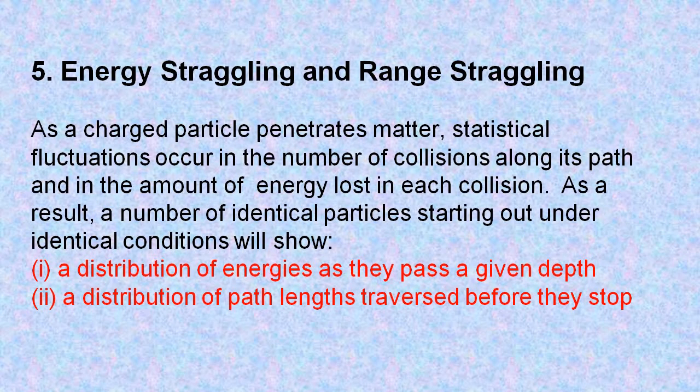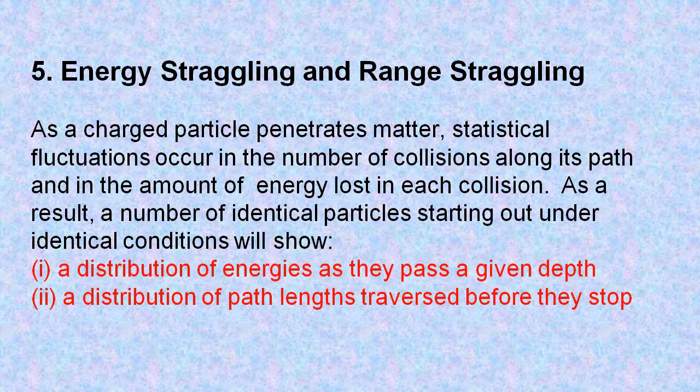And now we have mentioned the term straggling, and there are two types of straggling. Straggling means a variation in a particular quantity. Energy straggling means variation in energy, and range straggling means some variation in range. So as a charged particle penetrates matter, statistical fluctuations occur. Actually, this statistical fluctuation means the energy of a particle is lost due to collisions, etc.